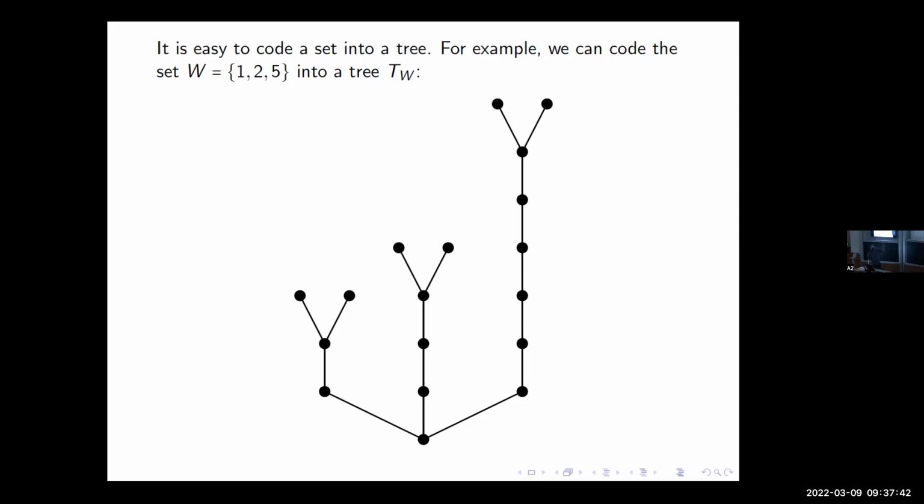Obviously, if I have a copy of W, I can compute a copy of this tree. And if I have a copy of this tree, then I just look at all of those first level things. I see how far they go up until I see a split, and I count that, and that's the number I enumerate. So essentially, building a copy of this tree and building a copy of this set are really the same thing. So coding a tree generalizes coding a set.